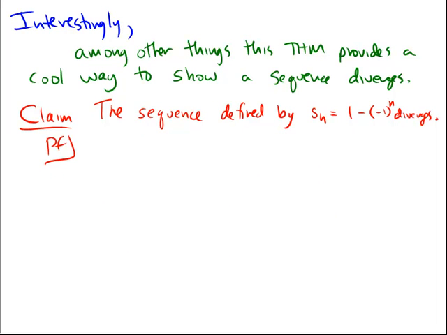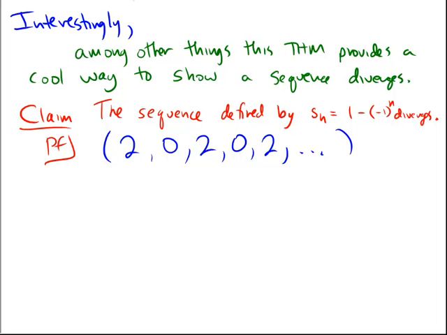Okay, well, interestingly, among other things, this theorem actually provides a pretty smooth and cool way to show that a particular sequence diverges. For example, consider the sequence we've seen before, defined by s sub n equals 1 minus negative 1 to the nth power. Recall this sequence right here happens to be what? Well, if we let n equal 1, we get 1 minus negative 1, so that's 2. And if n equals 2, we get 1 minus 1, which is 0, and then 2, 0, 2, 0, 2, 0, etc. Right?